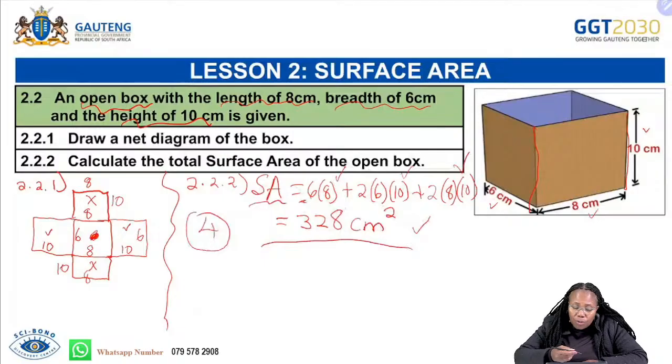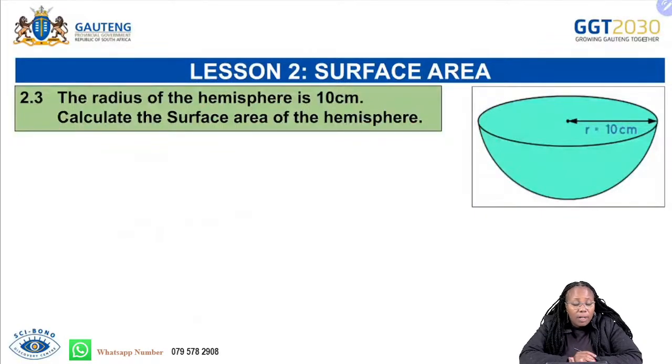And then now continuing with the surface area calculation, we are looking at the radius. We are given the radius of a hemisphere. Hemisphere is half sphere, is equal to 10 centimeters as indicated on the diagram. Calculate the surface area of the hemisphere. Remember, for the sphere, we are having a specific formula for surface area, which is 4 pi r squared. So since this one is a hemisphere, it will be half of that 4 pi r squared.